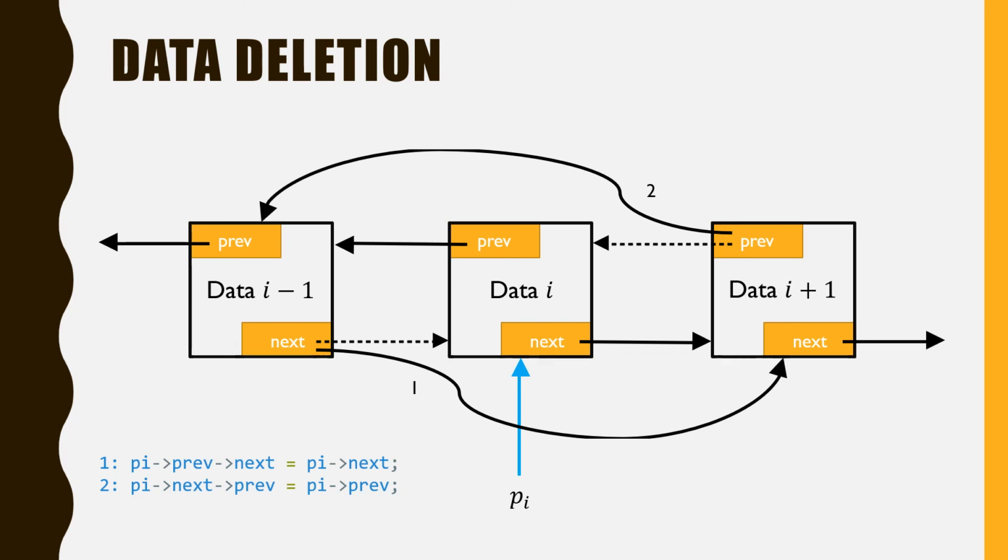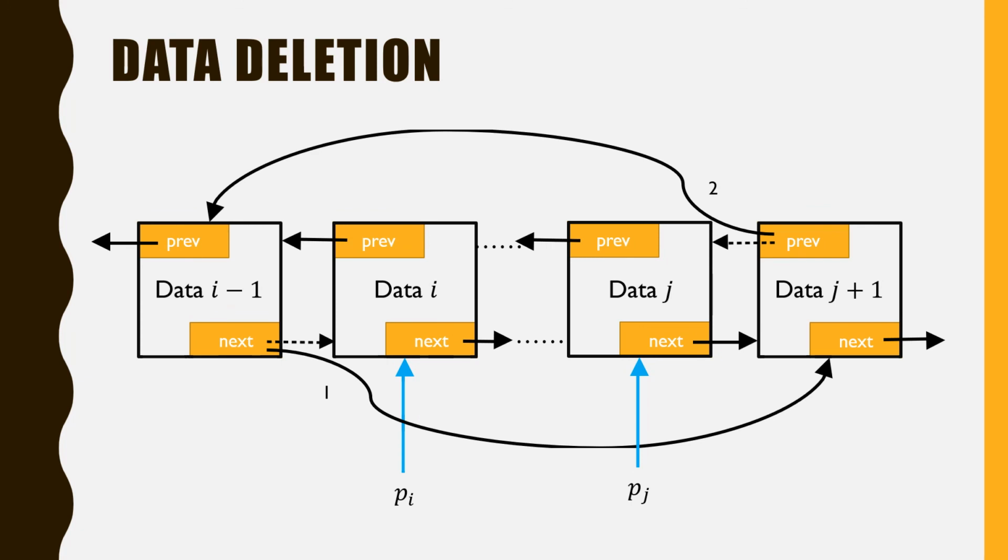First, we make the next link of data element i-1 point to data element i+1. Second, we make the prev link of data element i+1 point to data element i-1. The changes implicitly skip data element i, therefore deleting it from the linked list. And we can see the implementation as the 2 lines of code shown here.